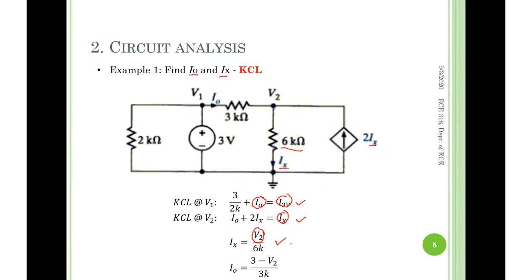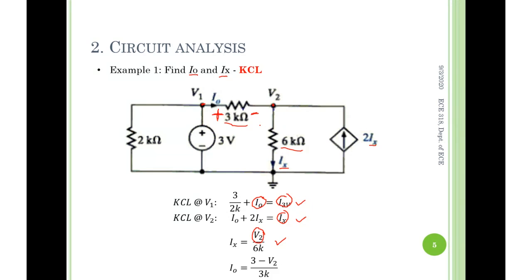What equation can you come up with? Again, Ohm's law regarding I naught. I naught is the current through 3K, so it equals the voltage across 3K with this polarity divided by 3K. The voltage across 3K is equal to V1 minus V2, right? This node V1 minus this node V2. This is the voltage across the 3K.